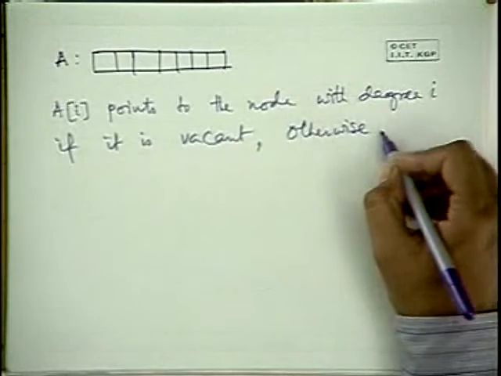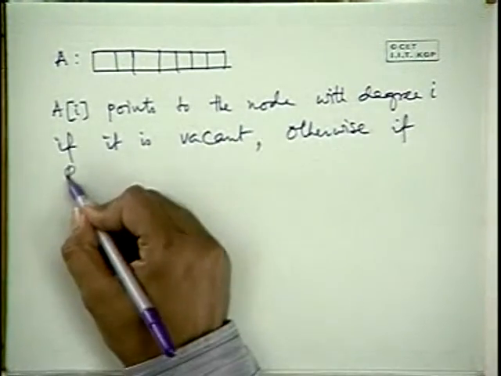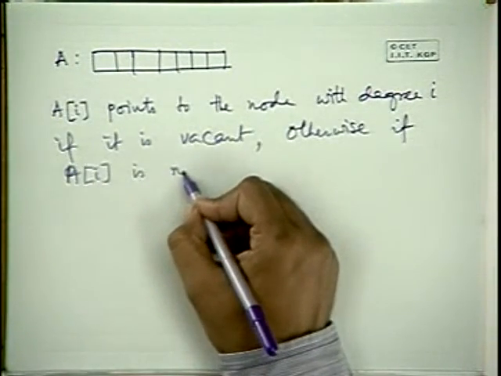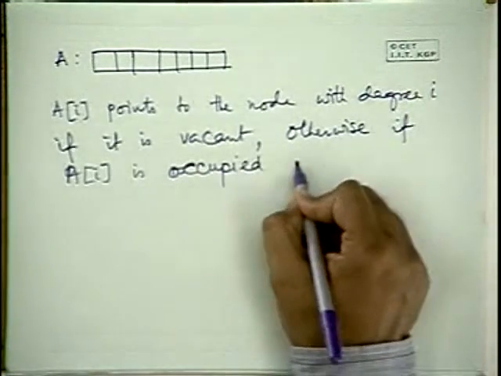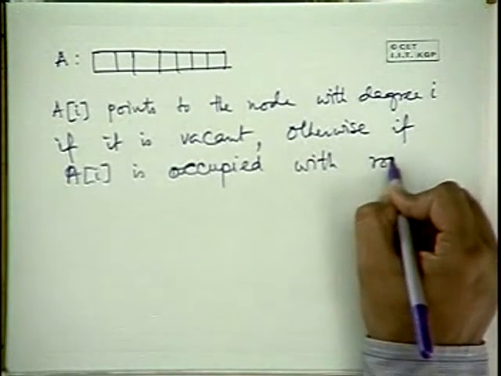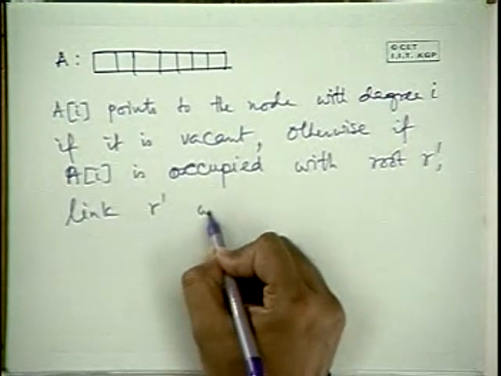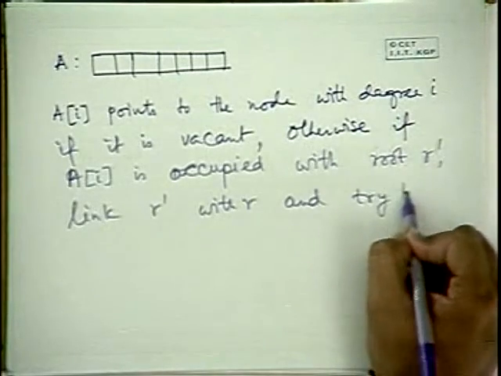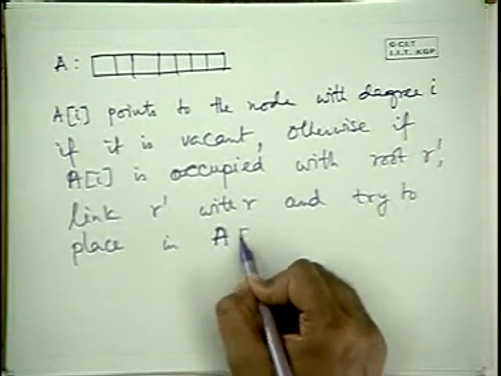If A[i] is vacant, fine. Otherwise, if A[i] is occupied with root R prime, link R prime with R and try to place it in, sorry, not R, A[i+1].